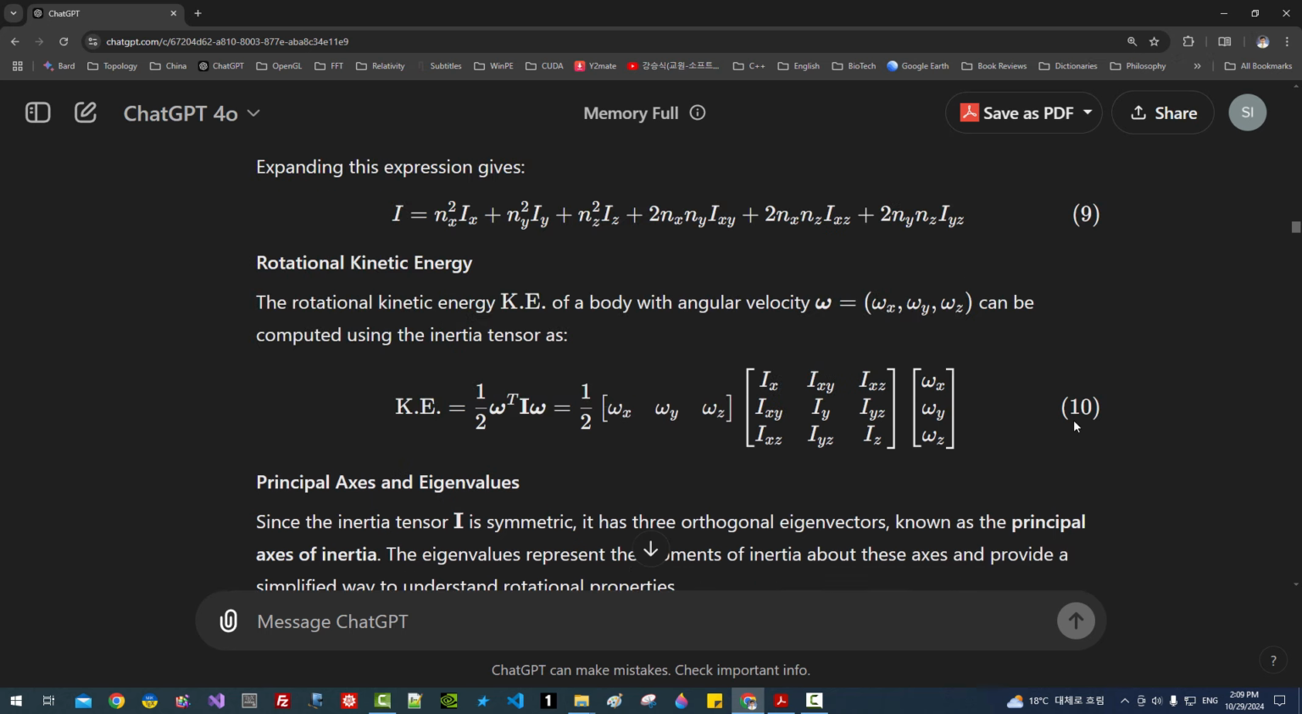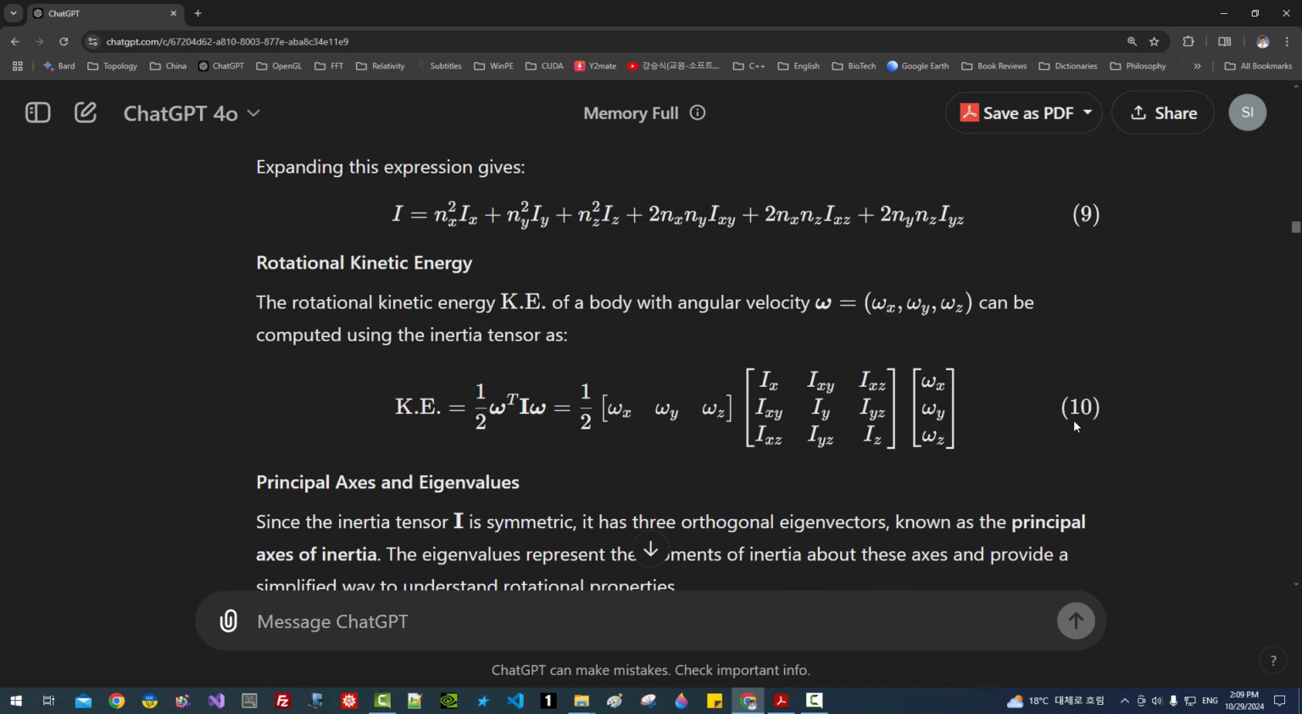Connection to linear momentum. The linear momentum p of an object with mass m and velocity v is defined as p = mv (equation 8). Substitute p into the kinetic energy expression in equation 4: KE = 1/2 m v · v = 1/2 p · v (equation 9).